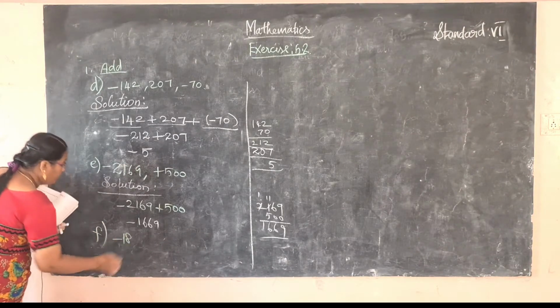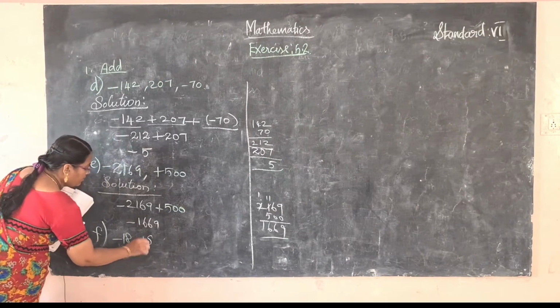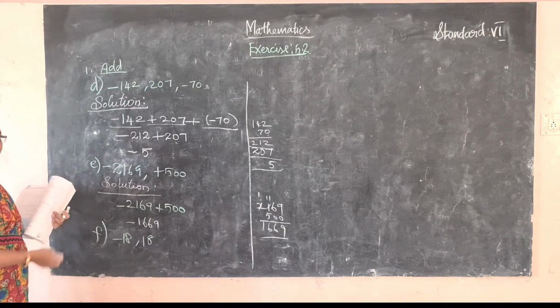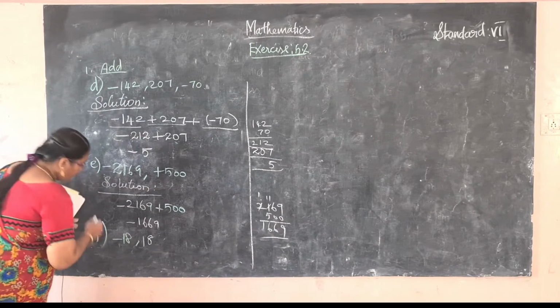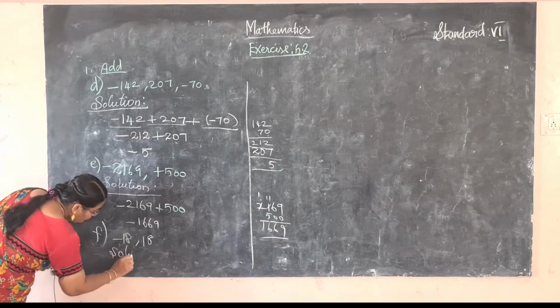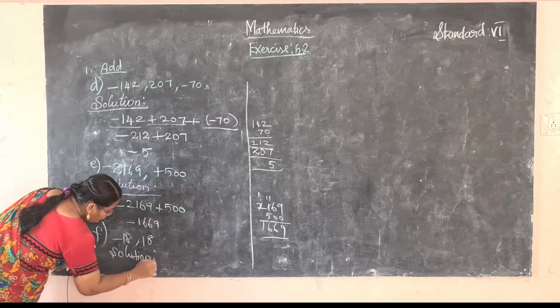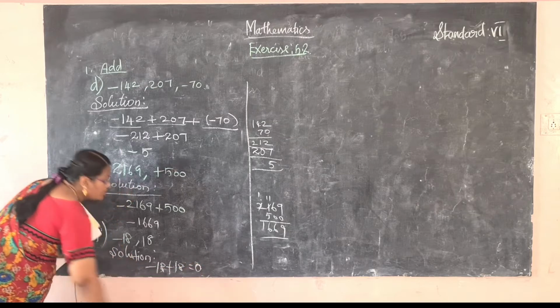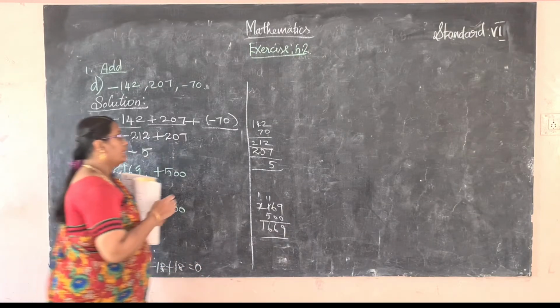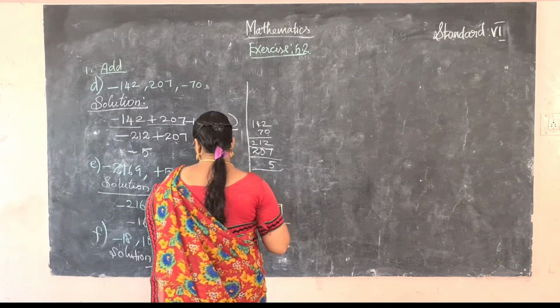Minus 18 and 18. So they are opposites of each other. Minus 18 plus 18, so the answer is 0. Minus 18 plus 18 is equal to 0, opposites of each other. Okay, right. And next one, G.